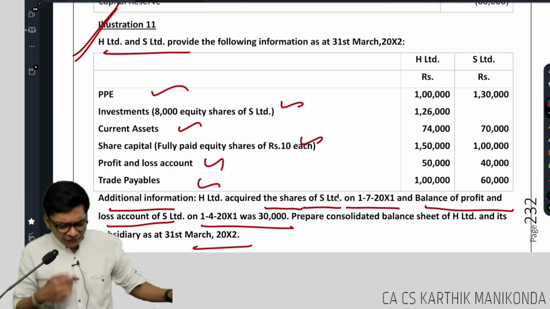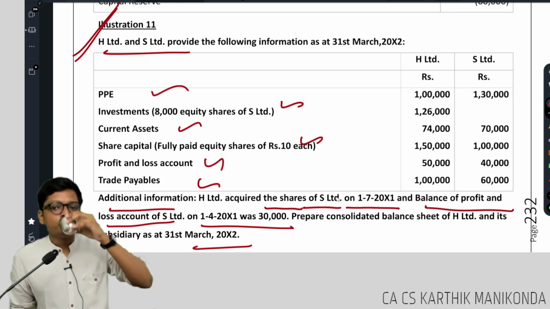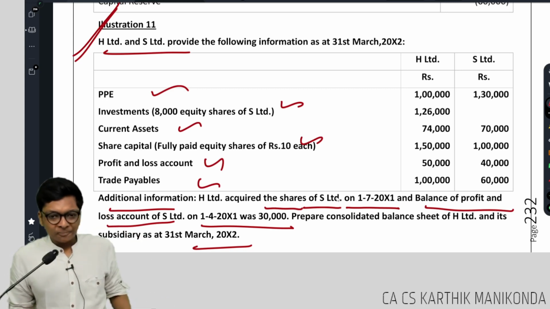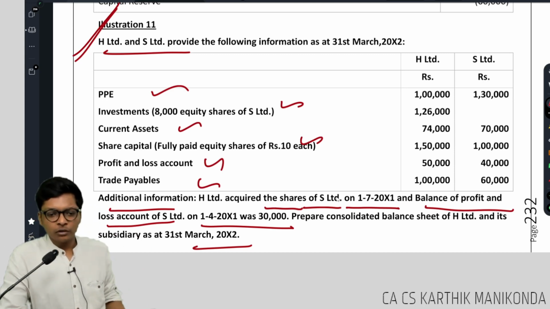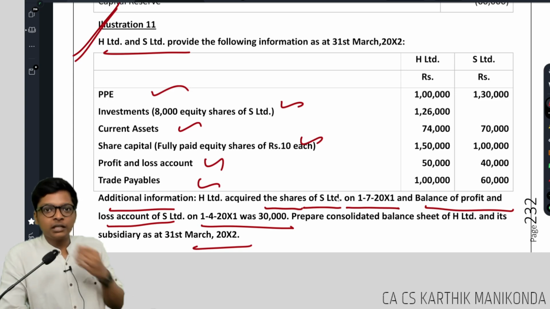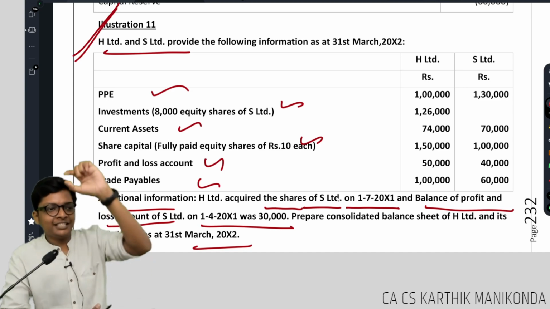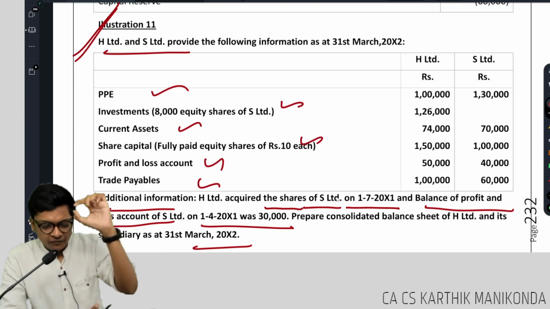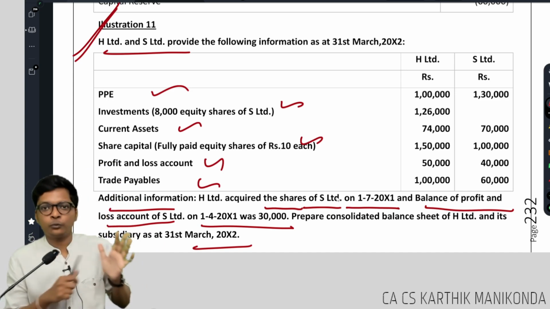Step 1: write down date of acquisition, date of consolidation. Date of acquisition and date of consolidation. Write down fast. What is the date? You have to write in the notebook. Date of consolidation, 31st March 2022. Date of acquisition, what is it? 1st July 2021. Write in the notebook. Don't look at my face and say it's there in the question paper.